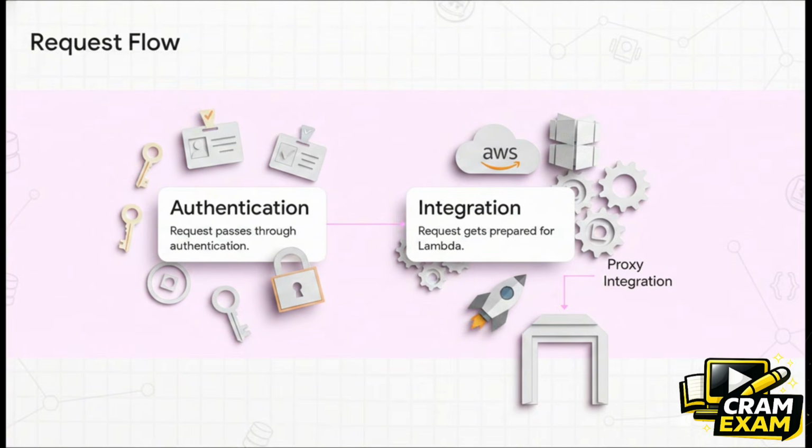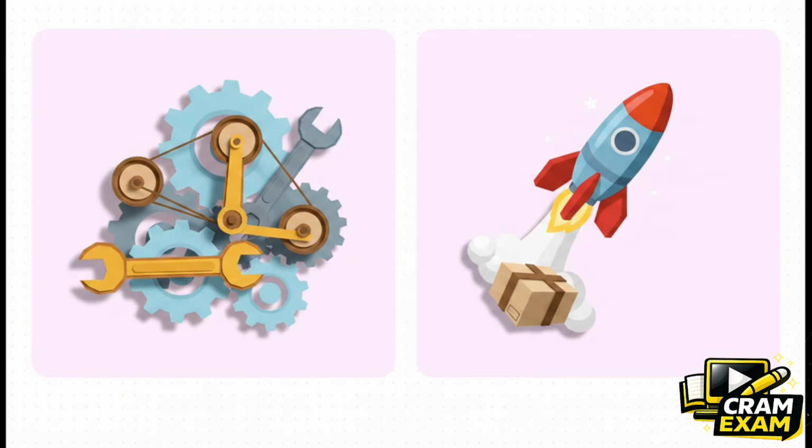When that request hits API Gateway, it passes through authentication and enters the integration phase. This is where the request gets prepared for Lambda. As an AWS developer, you have a massive architectural choice to make right here: custom integration or proxy integration. If you choose custom integration, you are taking the hard road. You have to manually write Apache velocity mapping templates. You have to write code inside API Gateway to explicitly pluck out the headers, the query string parameters, and the JSON body, and then map them into a custom JSON payload that your Lambda function expects. It gives you absolute control, but it is heavy and complex to maintain.